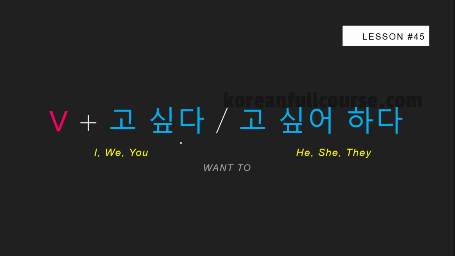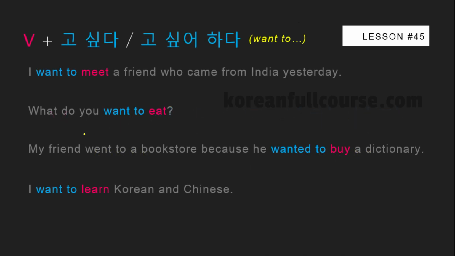고 싶다 and 고 싶어 하다 can only be used with verbs, just like in any other language. You need to attach 고 싶다 and 고 싶어 하다 to a verb stem, whether it ends in a vowel or a consonant. Let's take a look at a few examples. Here you see 4 sentences. If you want to practice, you can pause this video and try to translate the sentences into Korean by yourself.